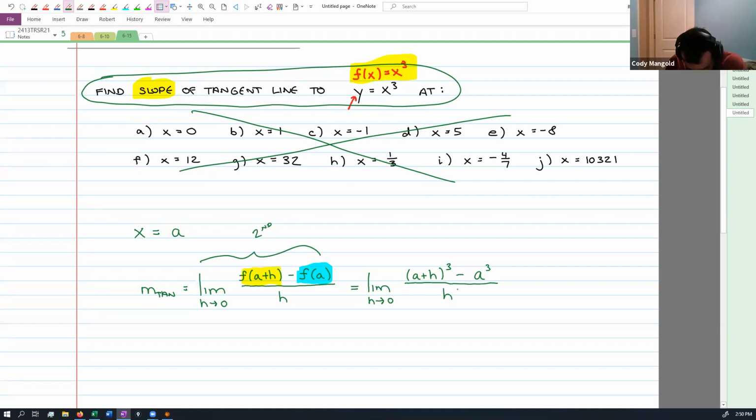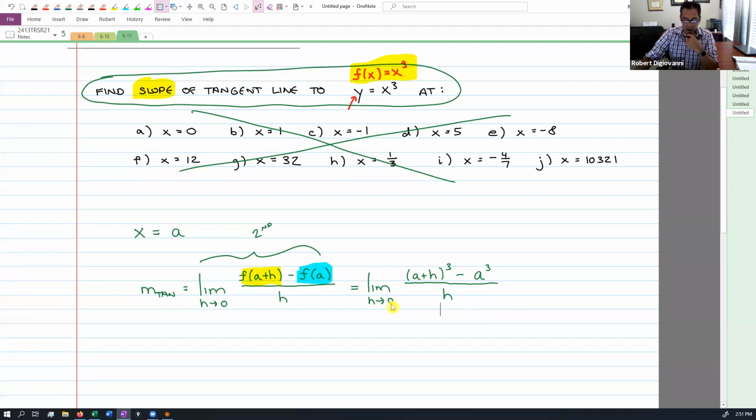Do y'all see the difference between this and fixing a to be an actual number? Like if this were 2, then this would be 2 plus h minus 2 cubed. But we're not going to fix the a. We're going to leave it as a variable.